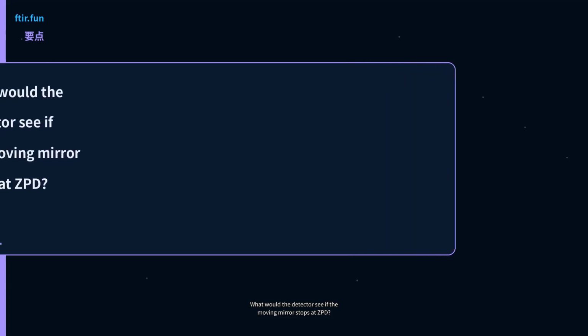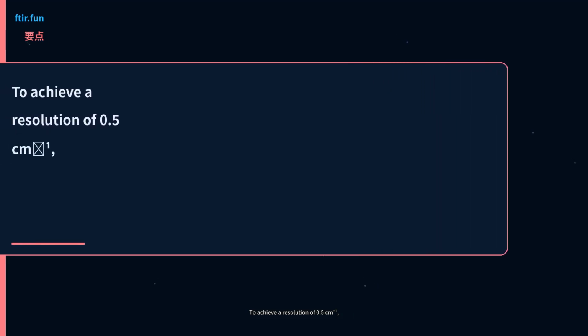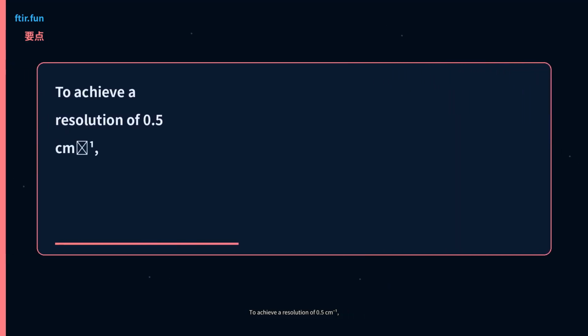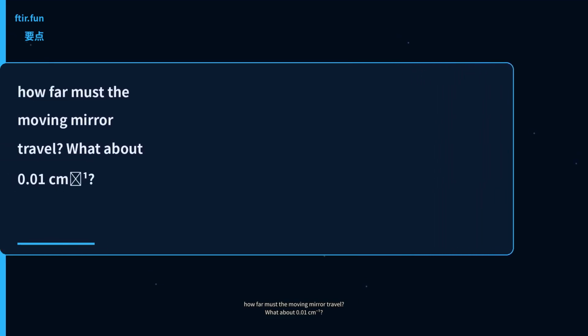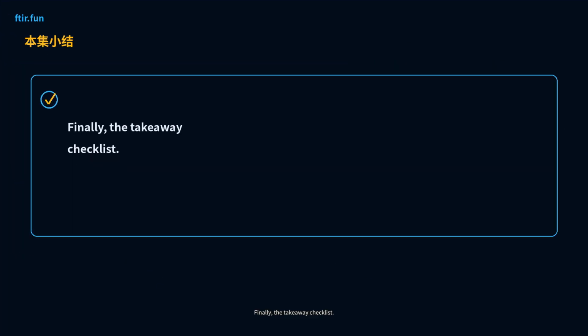What will the detector see if the moving mirror stops at ZPD? To achieve a resolution of 0.5 centimeters, how far must the moving mirror travel? What about 0.01 centimeters? Finally, the drill checklist. Make sure you can recall each item.